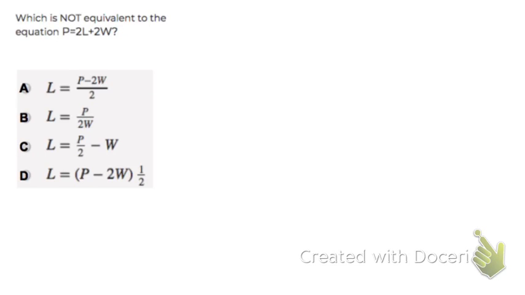This question says, which is not equivalent? Remember, equivalent means equal to. So which is not equal to this equation here? If we look at the different choices, we see that each of them are saying what L equals. So this question is really just asking us to solve for L and see which of these is not the answer.